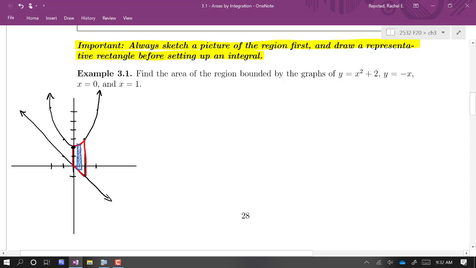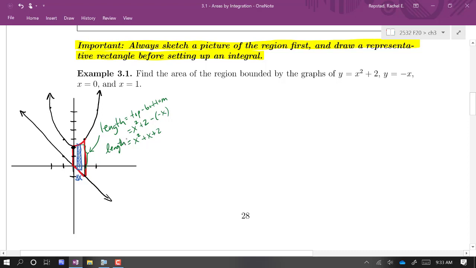It's a vertical rectangle, so it has a horizontal width. That means it's a delta x width. And then the length of a vertical rectangle is top minus bottom. The top curve is y equals x squared plus 2. The bottom curve is negative x. So we're subtracting a negative x, and that gives us x squared plus x plus 2. So there's our length.